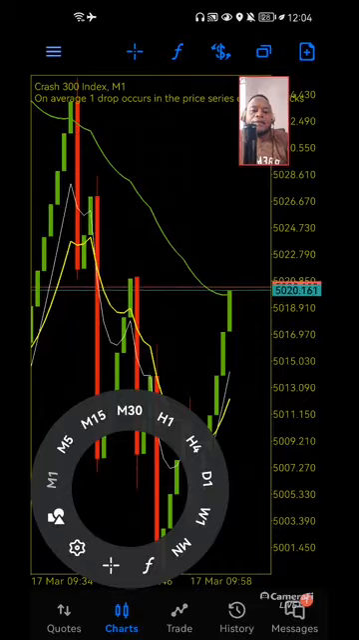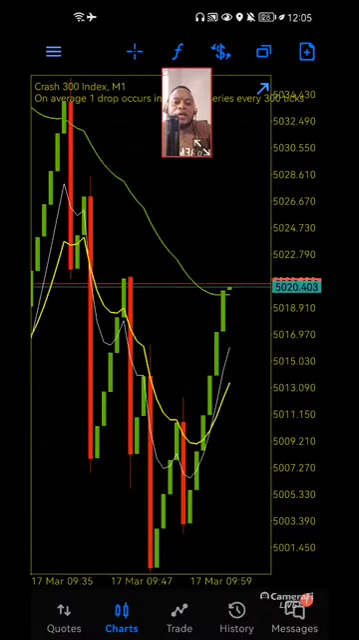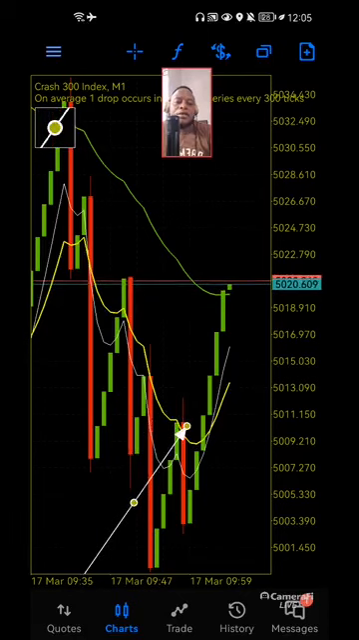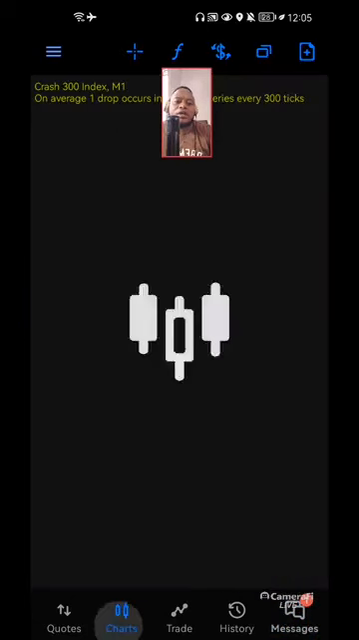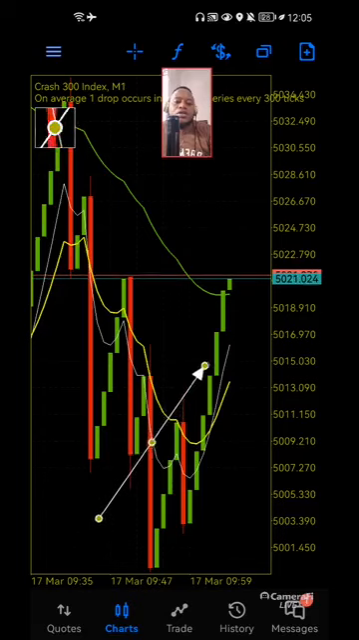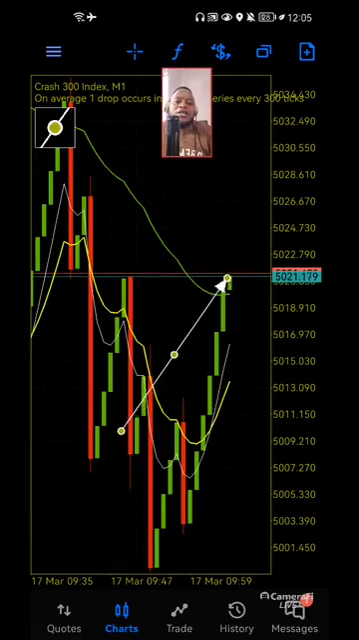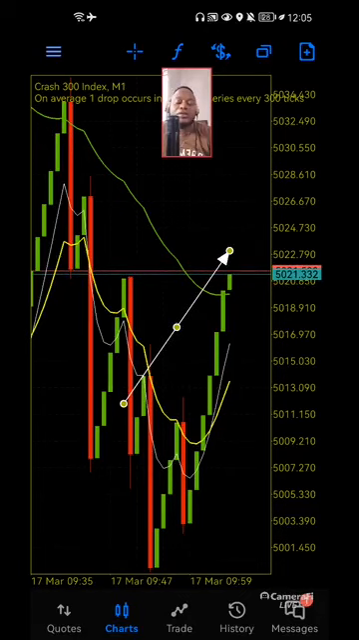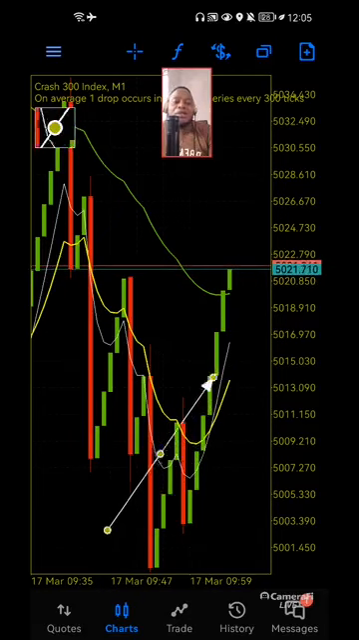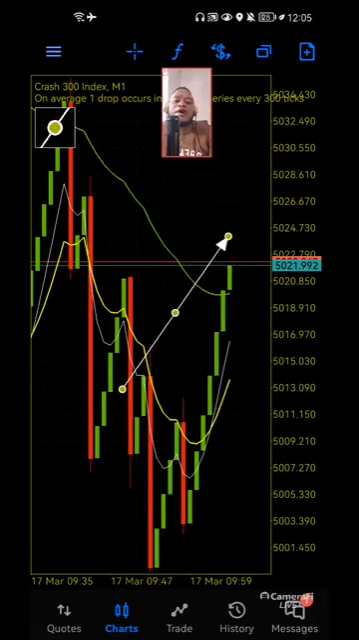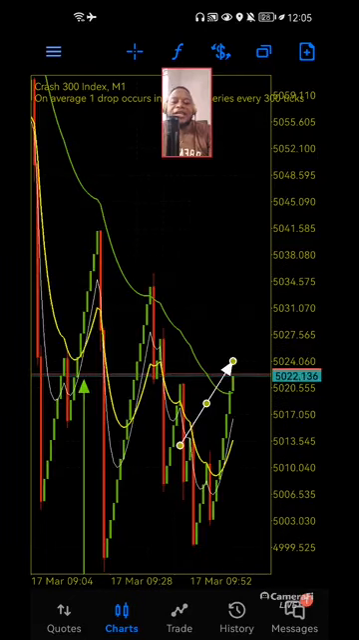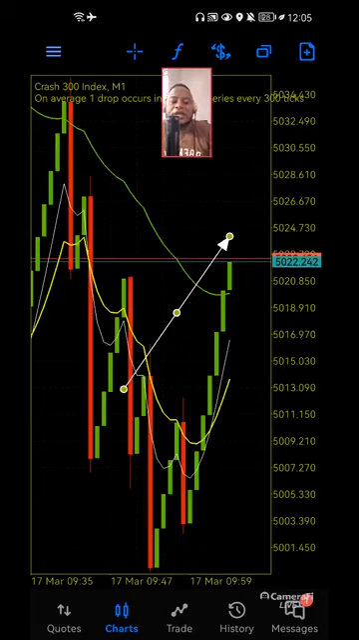Let's take our arrow here. We have 1, 2, 3, 4. Okay, 1, 2, 3, 4. It means we are going to wait for the 51 to get out. Again, Crash 300, if you want to get out, you can get out. But if your account can allow you, also use 1, 2, 3, 4, 5 for the green line and then get out after it has been disrespected.